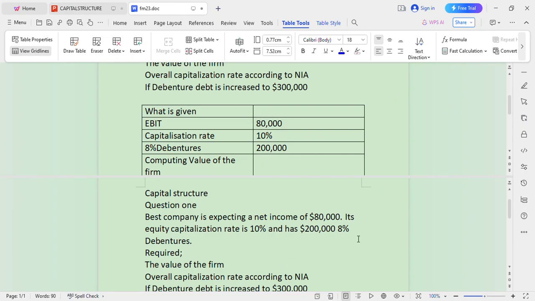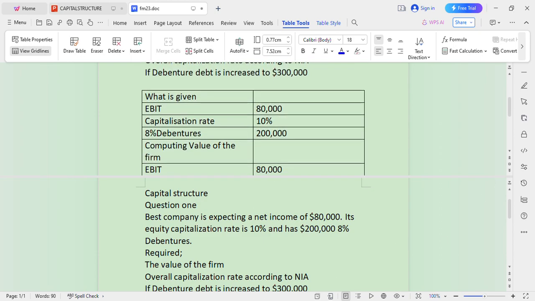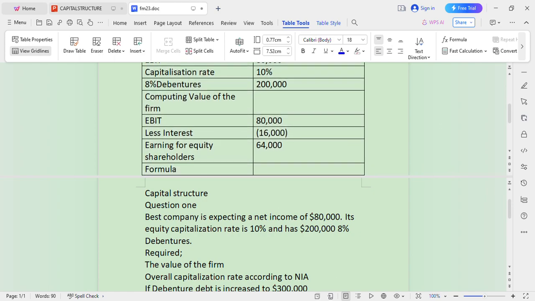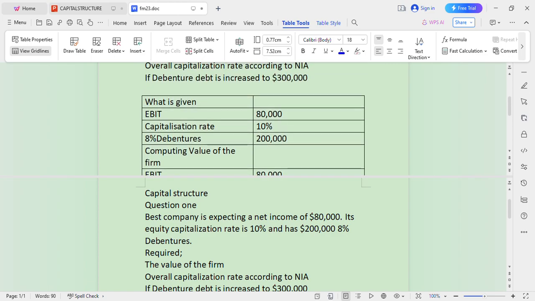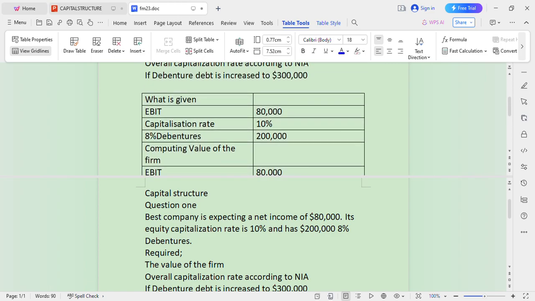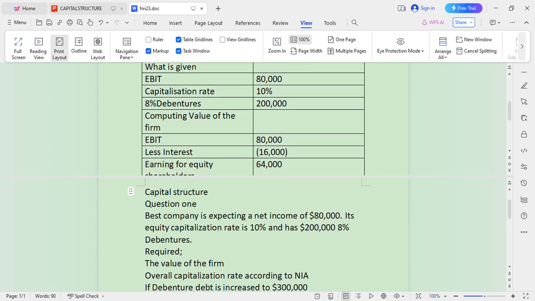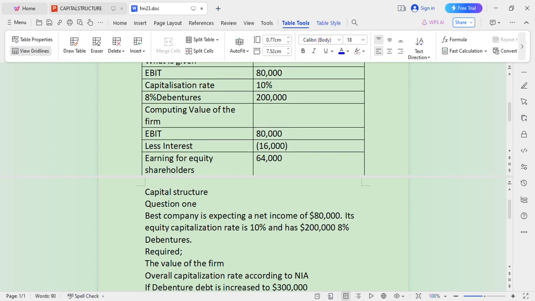So the value of the farm for our case is already established. What we have done is what is given in the question. We have earnings before interest and tax of 80,000, capitalization rate 10%, 8% debentures of 200,000. Computation: how do you compute the value of the farm?